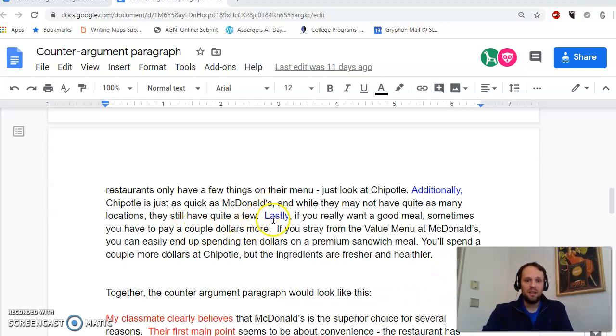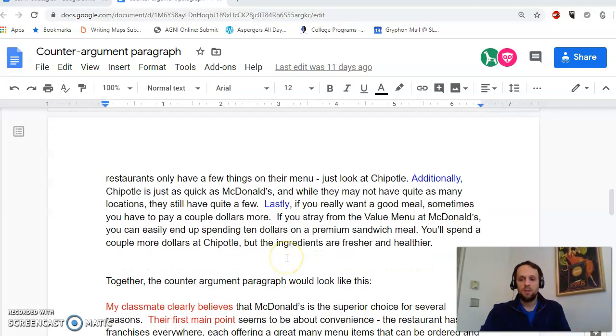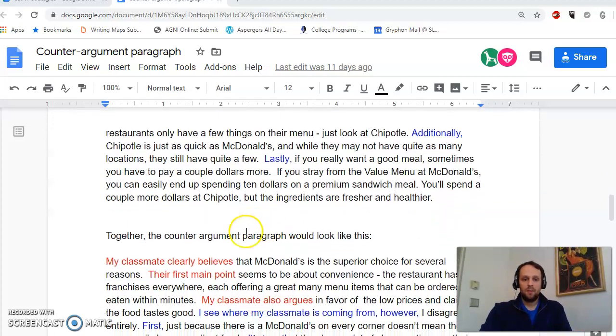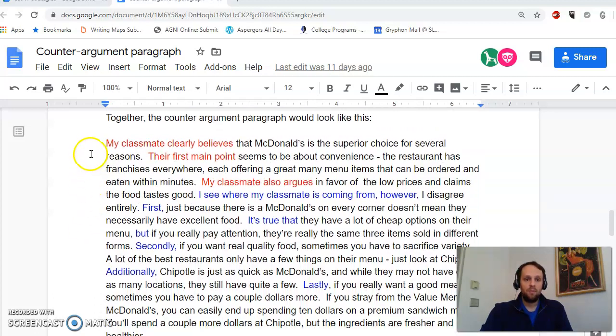And then I'm going to say that it's not the end of the world if you're paying a couple dollars more. And basically, I'm going to do my best to explain why having a meal that's easy to get to, that's cheap, in my view here, isn't the greatest. So, those are the two parts of the counter-argument. So if you put them together, the paragraph is going to look something like this. Now, up here you see the summary.